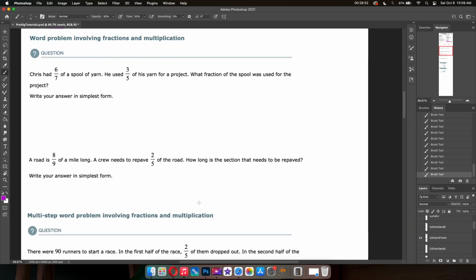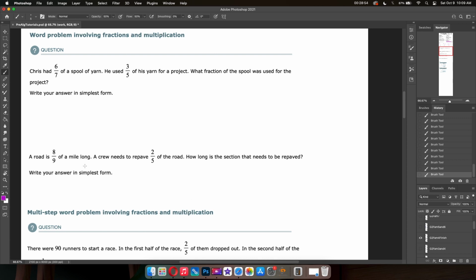Okay. Next. Now we get into the word problems. I can see how thrilled you are. I hear the groans from here. Let's see here. Word problems involving fractions and multiplication. I'll be honest though, the fact that the word multiplication is literally in the title kind of gives it away.